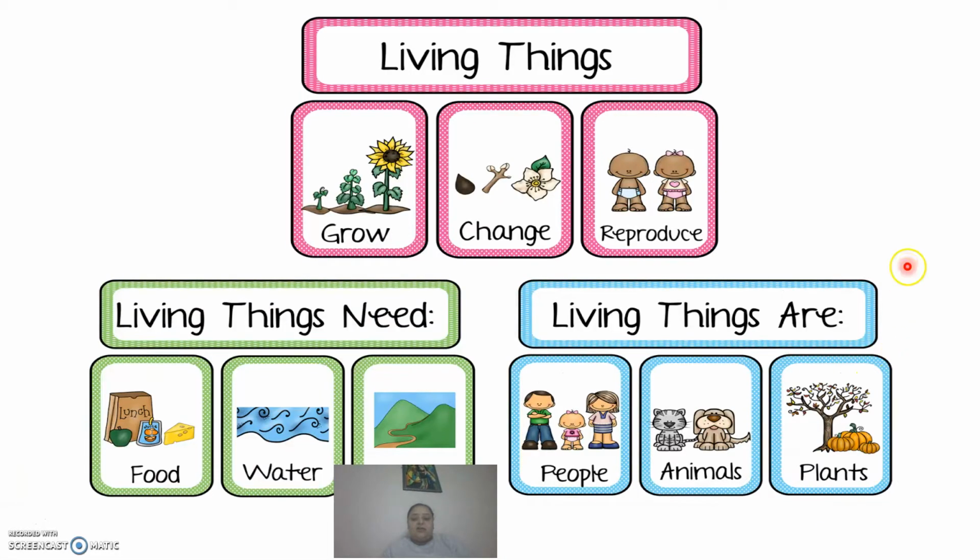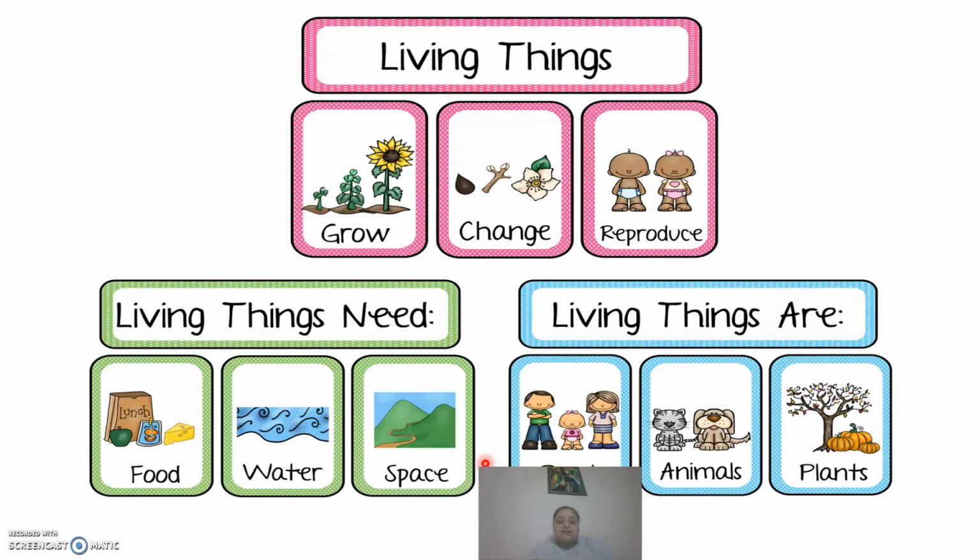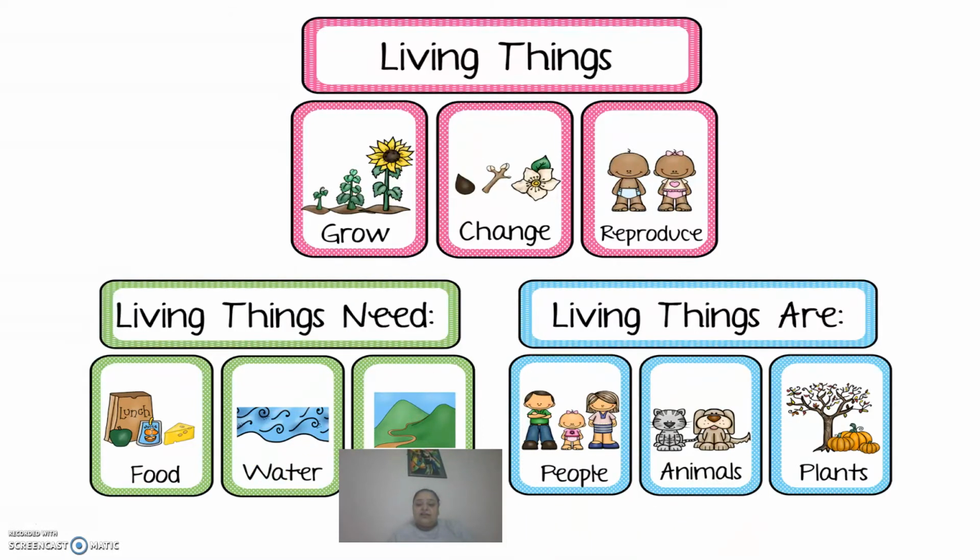All right, now let's just quickly revise what we have learned. We have learned that living things can grow, living things can change, and living things can reproduce. And we have learned what living things need. So, living things need food, they need water, and they need space. And what are the different living things? They are people, animals, and plants.